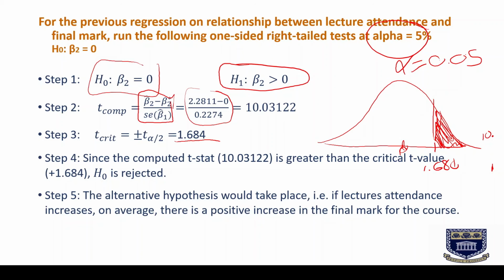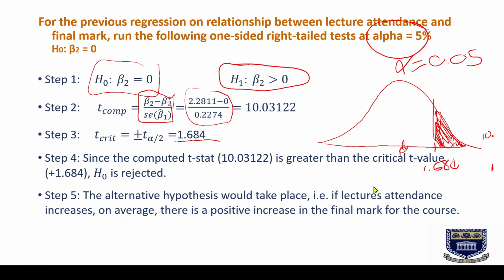And what does this mean? The alternative hypothesis is favored in this case. And what that suggests is that there is a benefit to attending lectures. If lecture attendance increases, then on average there is a positive increase in the final mark for the course. So even though we had a small r squared for this model, there's nonetheless a positive relationship. We reject the null hypothesis that there's no relationship between lecture attendance and course mark.